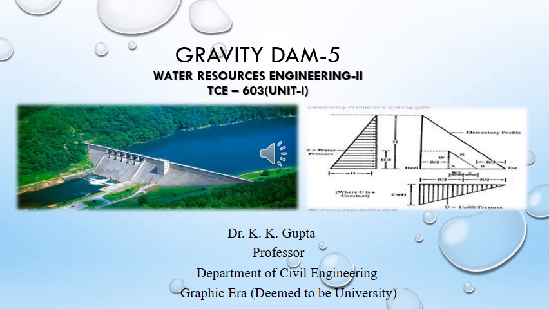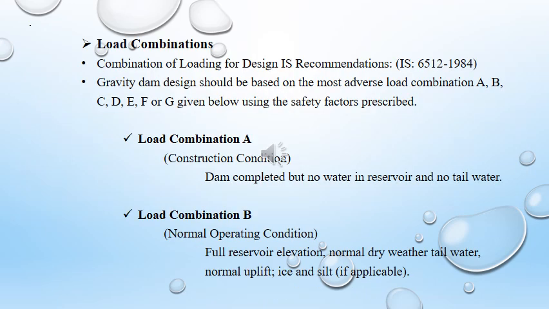Water Resources Engineering 2, Unit 1, Gravity Dam. The load combination for design of a gravity dam according to IS 6512/1984. So, gravity dam design should be based on the most adverse load combination A, B, C, D, E, F or G that is given below using the safety factor prescribed.